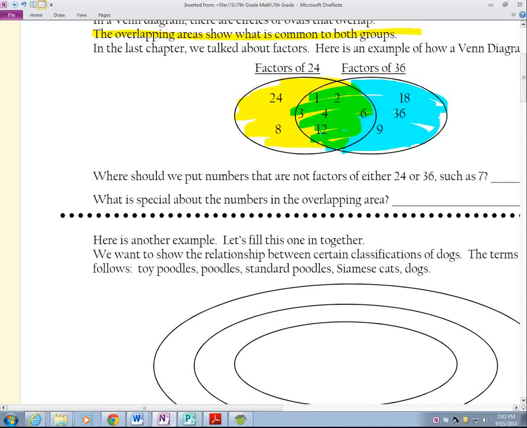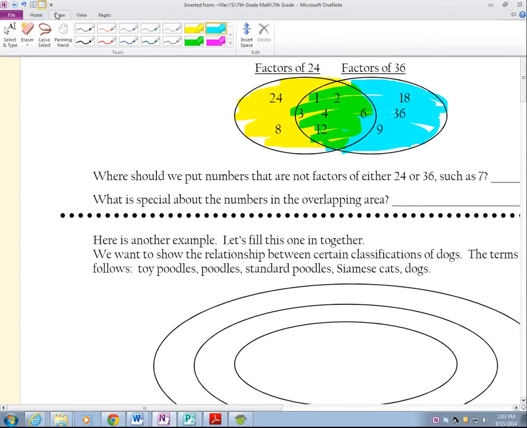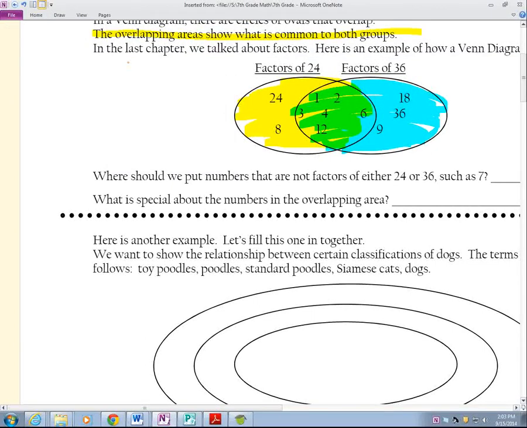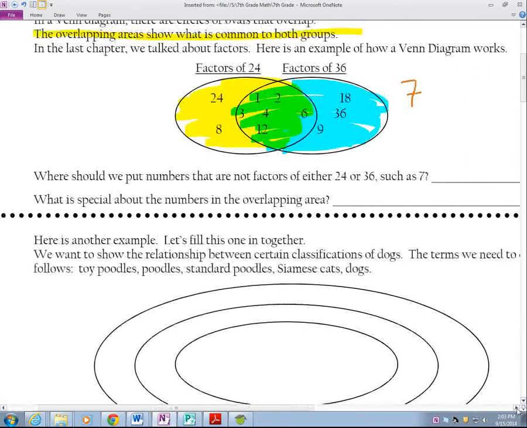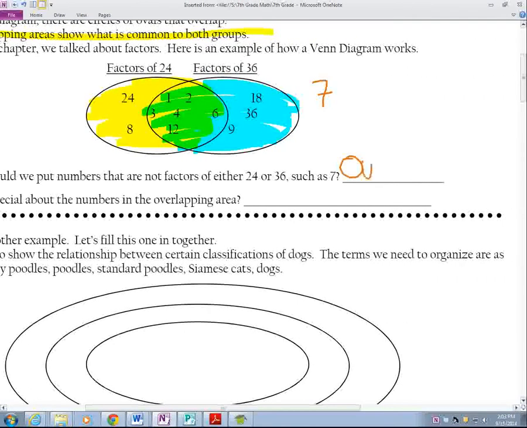So the parts that are blue and green are factors of 36. The parts that are yellow and green are factors of 24. Now, where would we put numbers that are not factors of either 24 or 36? Yes, outside the circle. So I want you to write a 7 out here, and then write down outside the circle right here.